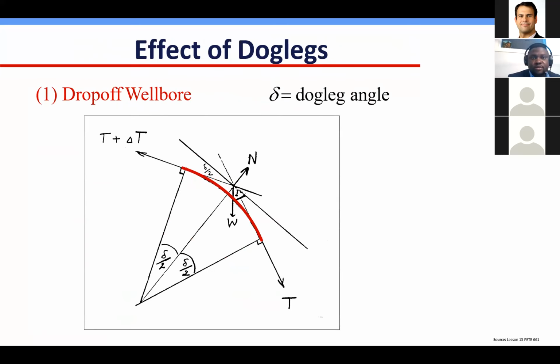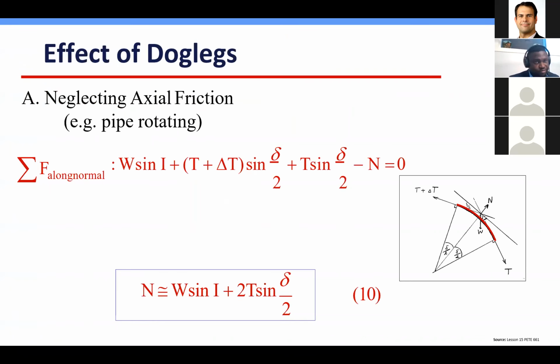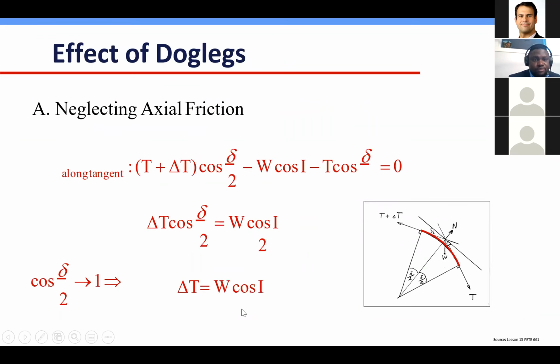And then effect of doglegs, obviously, if you're dropping, meaning that you are reducing your inclination as you're drilling. Same thing, it's just now you have a change in direction. And the change in direction is the dogleg angle, which the azimuth and the inclination would account for. So if you are neglecting pipe rotation, then this would be the equation for your normal force. And then the tension, you do a bit of calculation there, you get your tension force there.